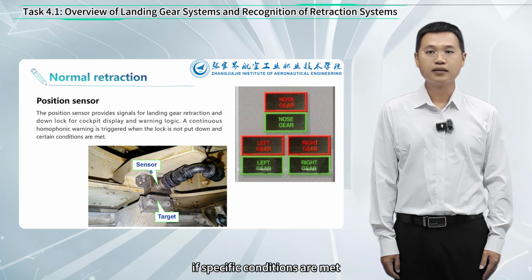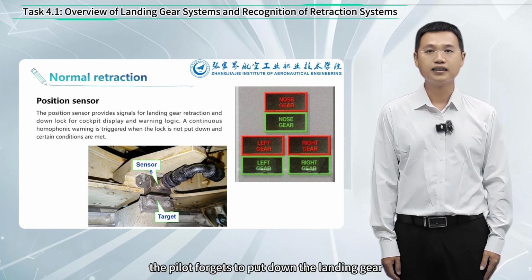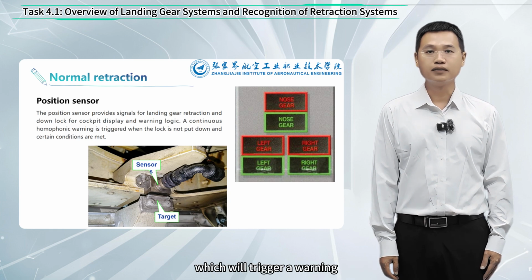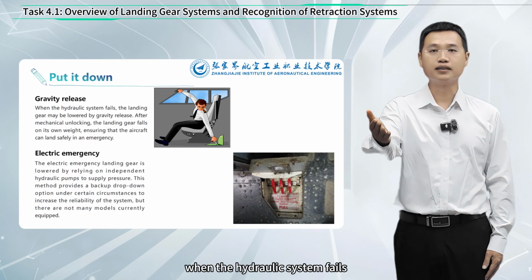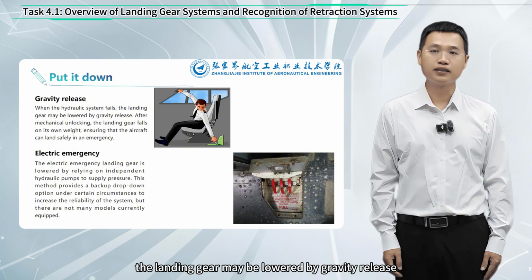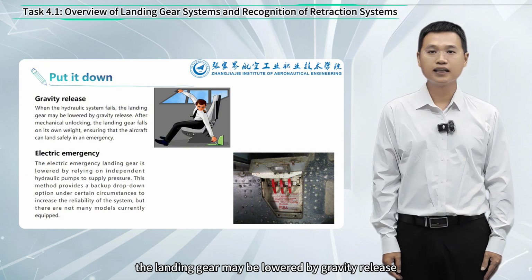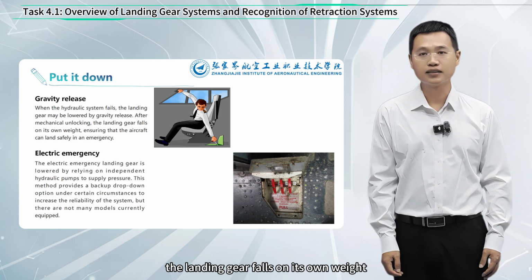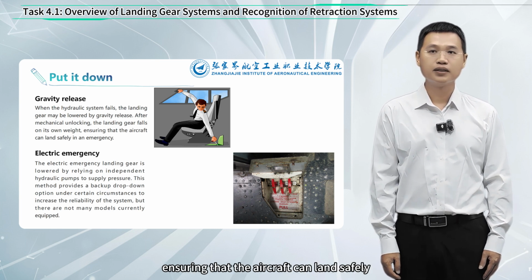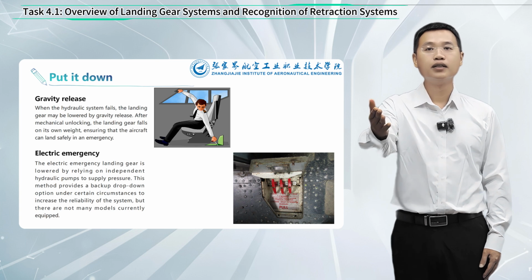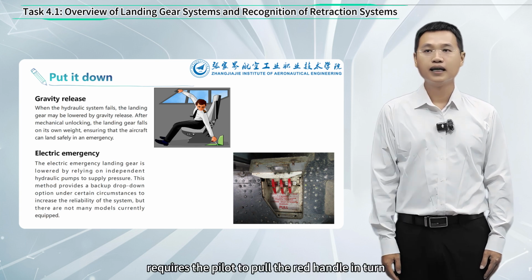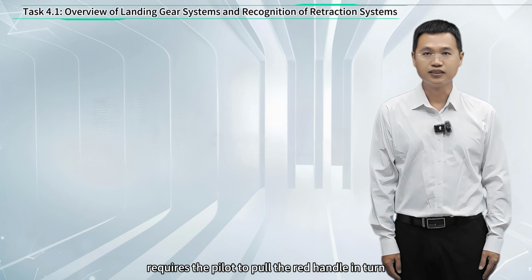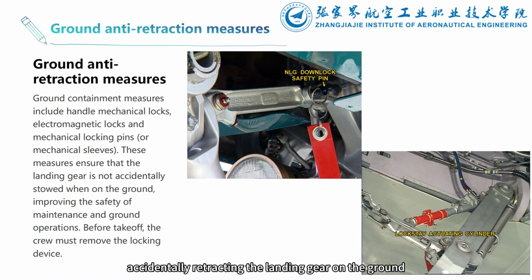If specific conditions are met and the pilot forgets to put down the landing gear, a warning will be triggered. When the hydraulic system fails, the landing gear may be lowered by gravity release. After mechanical unlocking, the landing gear falls under its own weight, ensuring that the aircraft can land safely in an emergency. This situation requires the pilot to pull the red handle, which is designed to avoid the pilot accidentally retracting the landing gear on the ground.